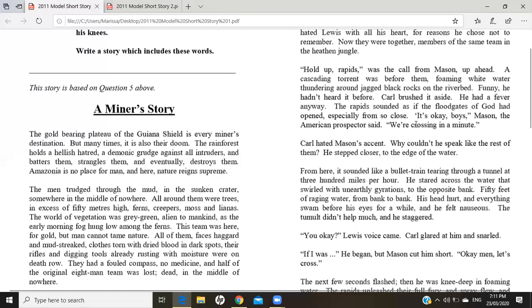And you see the dialogue coming in again. It's okay, boys, Mason, the American prospector, said. We're crossing in a minute. So what's the difficulty they're going to be facing here? His accent. The what?